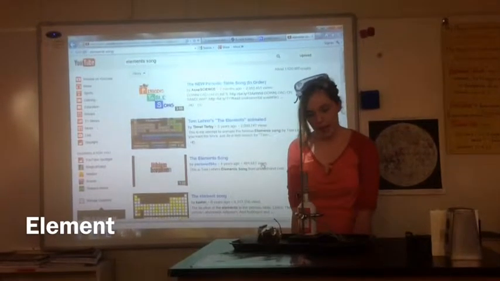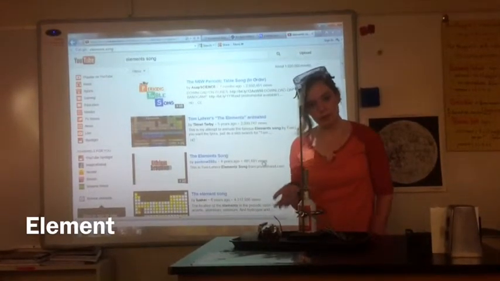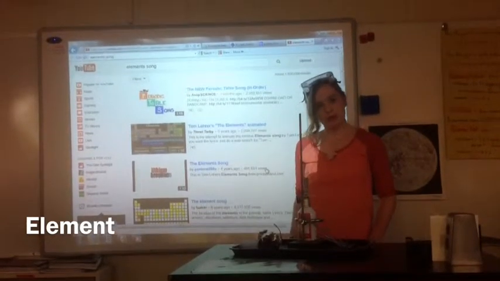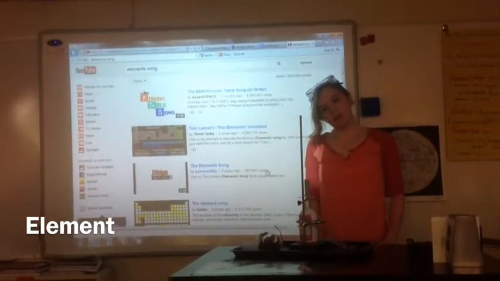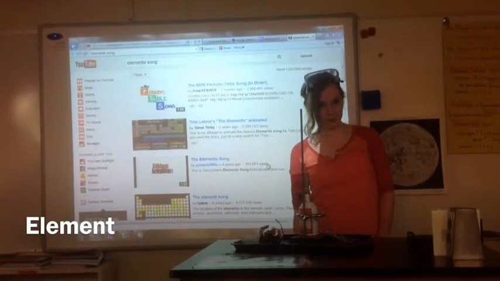And the way that the elements are differentiated from each other is that they have different physical and chemical properties, so you're able to tell them apart. But what really determines the elements is the number of protons they have in their nucleus.